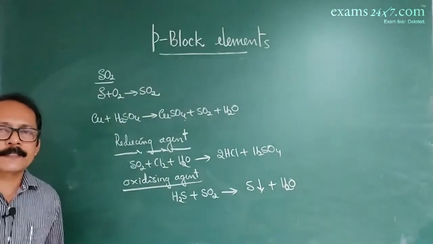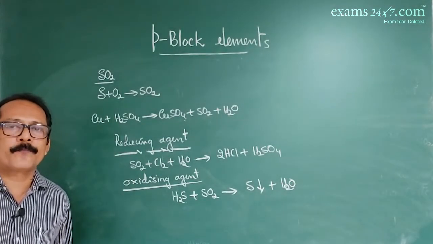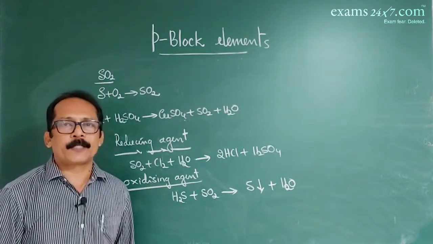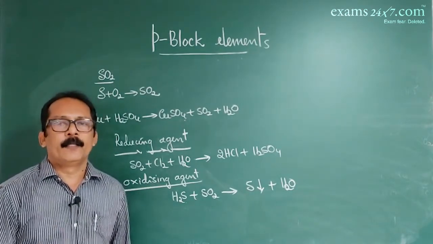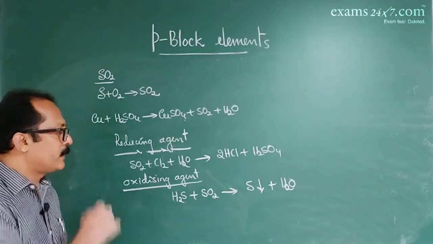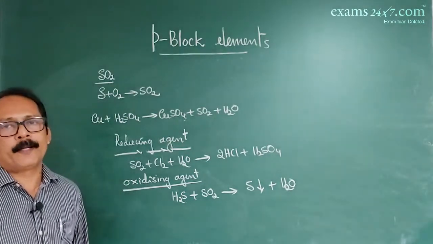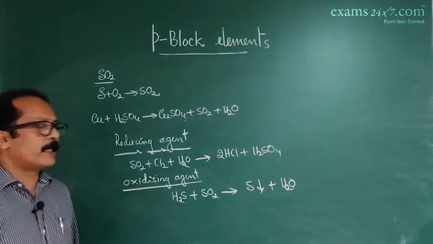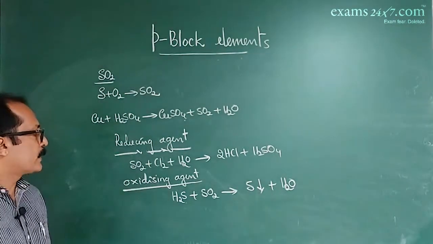Or it oxidizes acidified ferrous sulfate to ferric sulfate, or on treating with potassium permanganate, it converts potassium permanganate to MnSO4. So, here sulfur dioxide acts as an oxidizing agent.